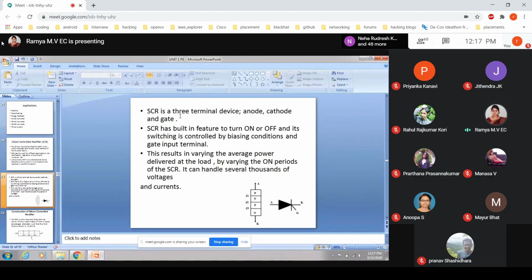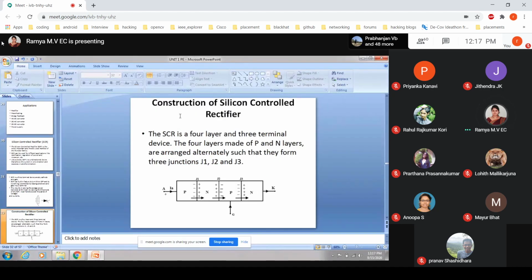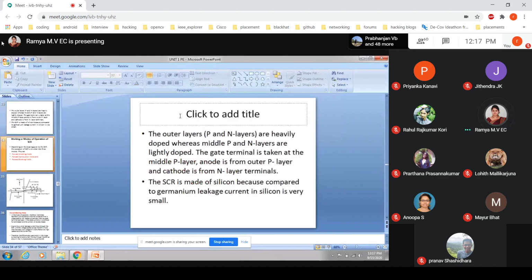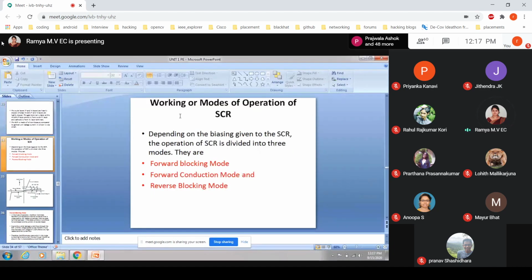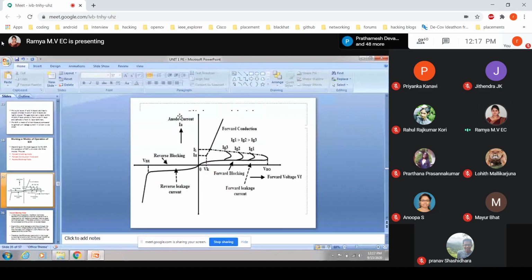I mean the gate terminal will be present. Okay, so this is the internal structure of the SCR. SCR will have three modes of working: forward blocking, forward conduction, and reverse blocking, with the help of the characteristic curve.